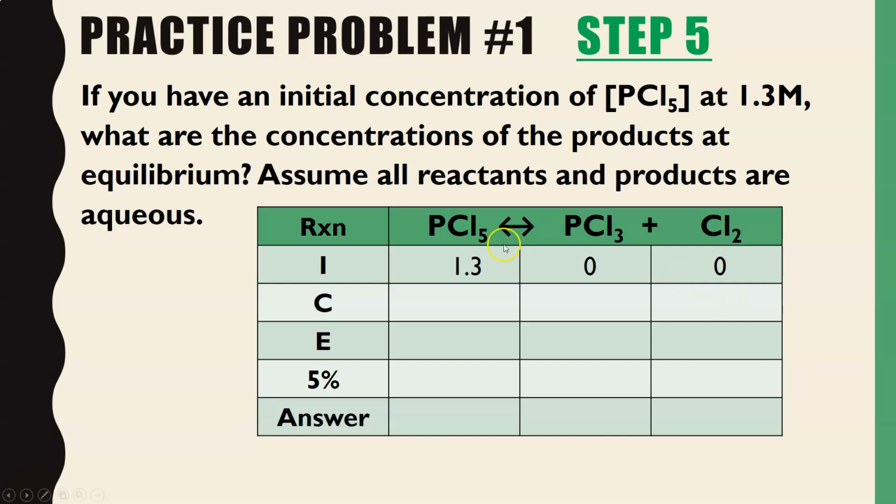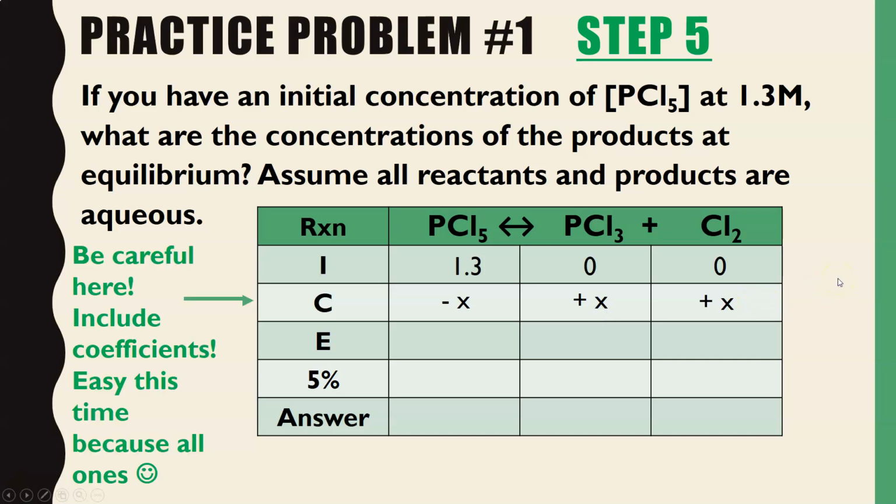So what I'm going to do is say, well, let's think about this. My reactants are going to go down, so it'll be a negative change. My products are going to increase, so it's going to be a positive. This is a 1 to 1 to 1 ratio. So for every one of these that gets used up, one of these gets made and one of these gets made. So I'm going to have minus some amount, minus x, I don't know. I'm going to have a plus x and a plus x.